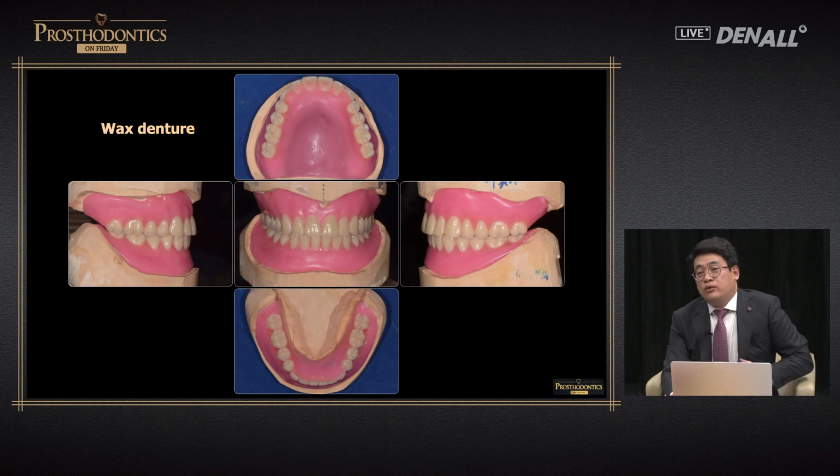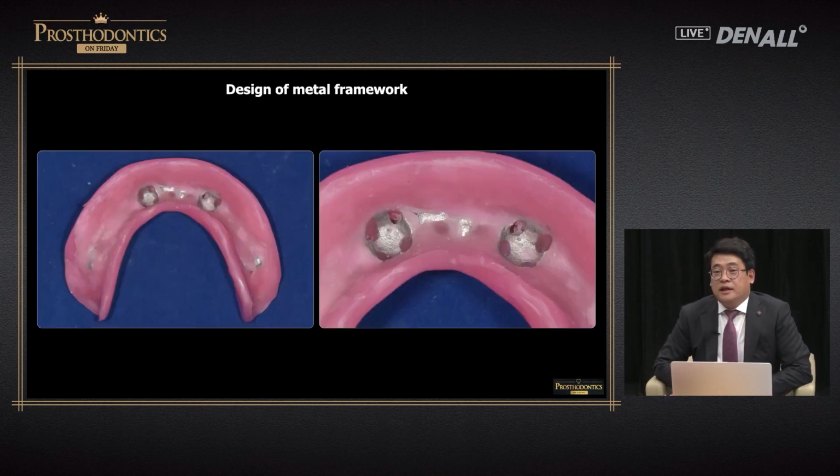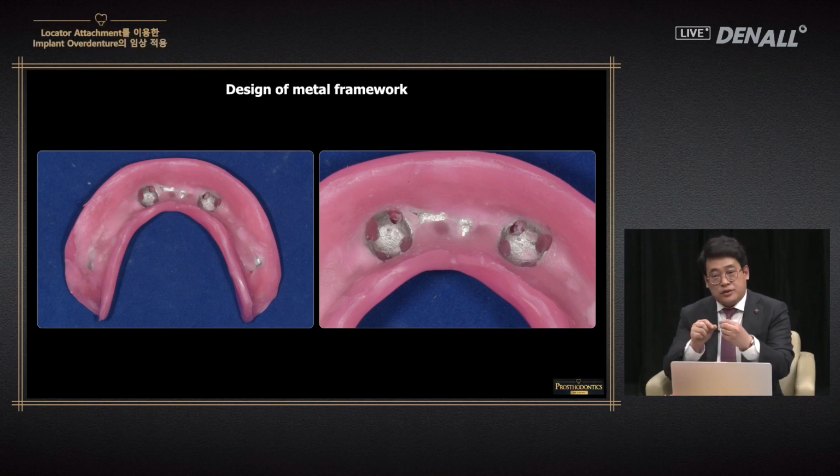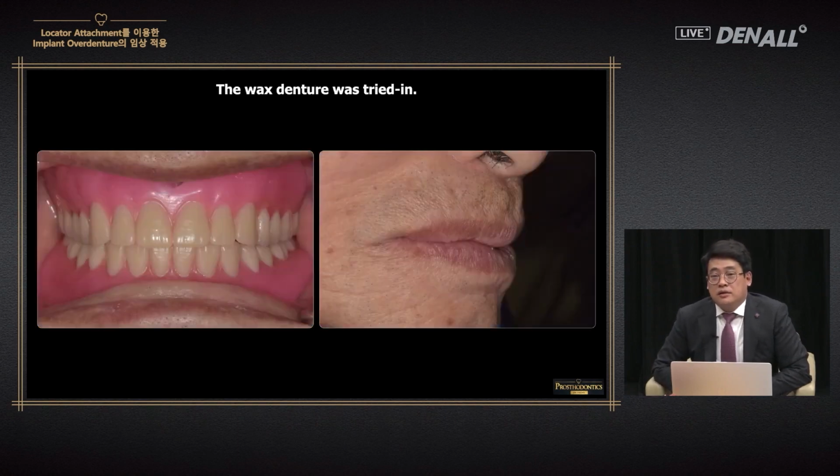And try in the wax denture to do evaluation. Sometimes some people design metal framework. What I want to recommend is that if you cover the area of processing cap and the metal framework, then there's no benefit to it. You need to form it in the shape of crisscross, and this is going to be explained in detail later as to why it is important.